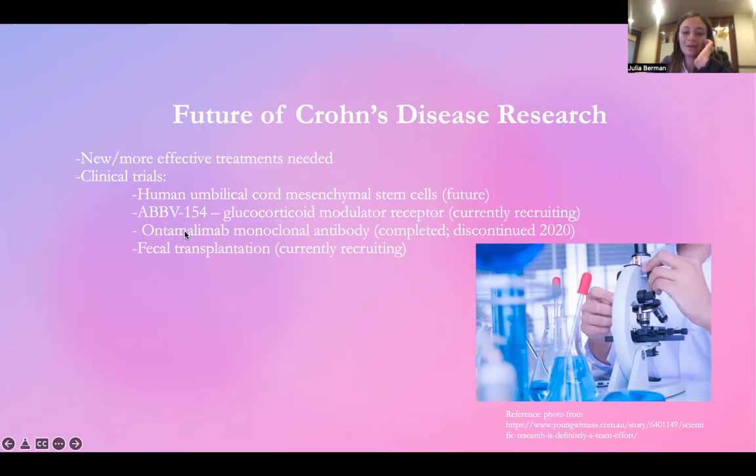Additionally, the antamolibab monoclonal antibody was a study that was completed. Basically, this monoclonal antibody was aimed at targeting the inflammation and symptoms of Crohn's, and it was discontinued actually in 2020 because the results of the clinical trial were fairly insignificant and not as powerful and significant statistically as was hoped.